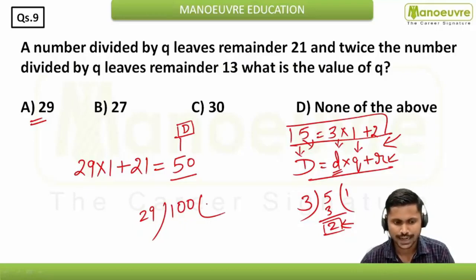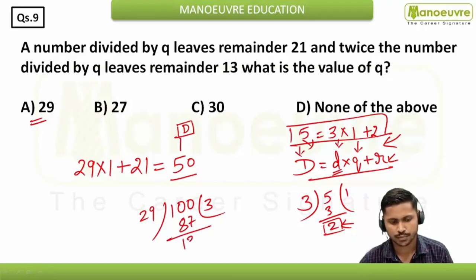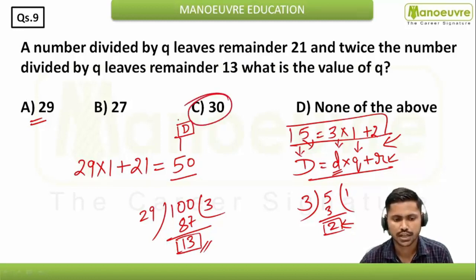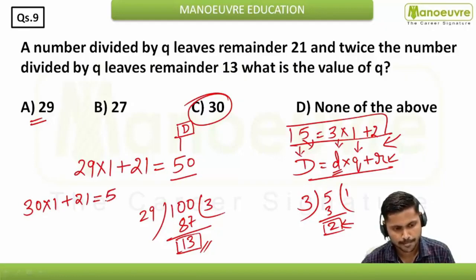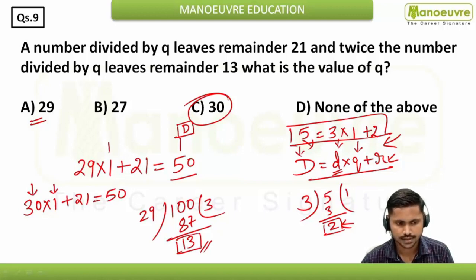See, 29 3s are 87, so you will get your remainder as 13, and you can say this will be your answer. If you check with 30, you will not get 13 as your second remainder. See how? I have taken the value 30, and the quotient 1 as I assumed here, same as before, right? So 30 ones are 30 plus 21, you will not get 50, you will get 51, right?